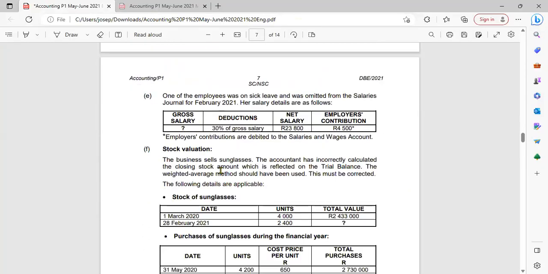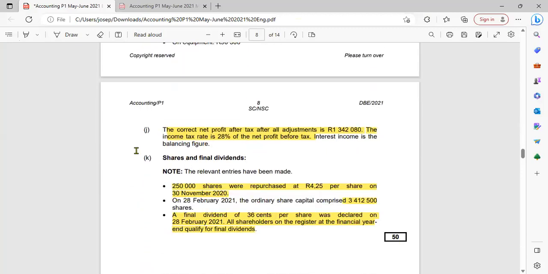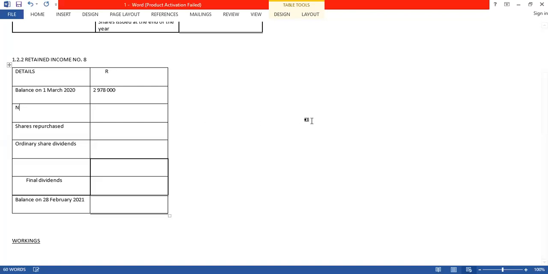Okay. So net profit after tax, the information we're going to find here. Information J says the correct net profit after tax after all adjustments is 1,342,080. So 1,342,080 is our net profit after tax. Meaning when we have our net profit after tax, we are only going to record it in our answer sheet, right? Let me share my answer sheet and record it.